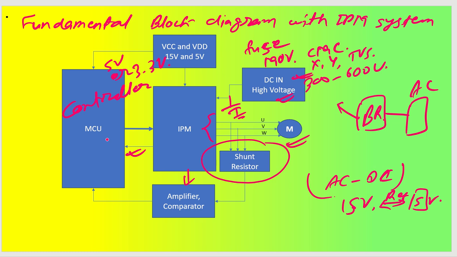Coming back to the high side and low side motor drives, we will need 6 signals: 3 high side PWM and 3 low side PWM, coming from the microcontroller to the IPM, which help drive the motor properly. So this is a very fundamental block diagram for a system based on IPMs. Now we'll try to understand the IPM in depth.